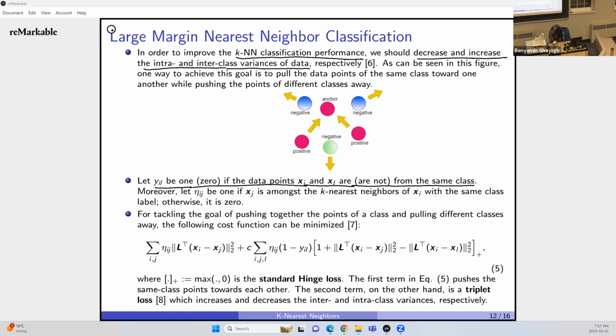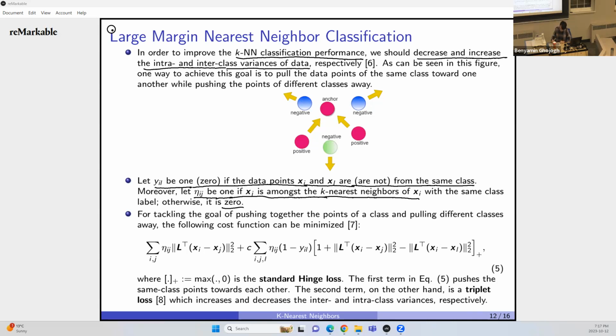And eta ij is also defined, that is 1 if xj is one of the k nearest neighbors of xi. Okay, otherwise it's 0. So y_il and eta ij, don't confuse them. Eta says whether a point is in the k nearest neighbors of the other point. By the way, it's not necessarily symmetric. We talked about it. Eta ij. Y says whether 2 points belong to the same class or not. Okay, don't confuse these two.